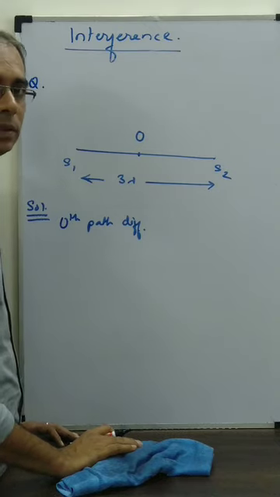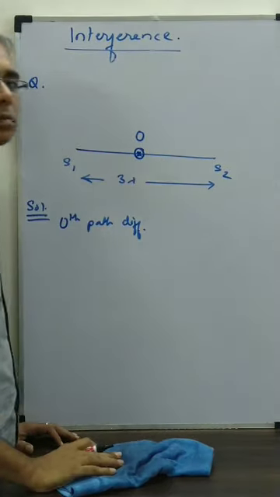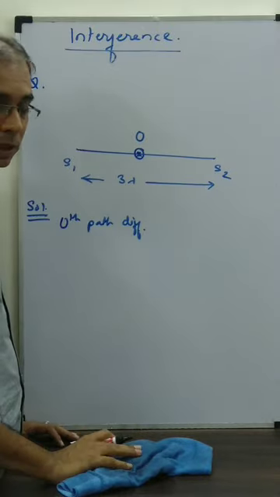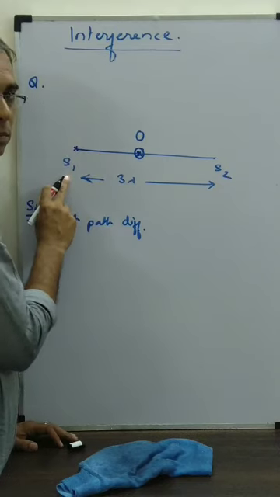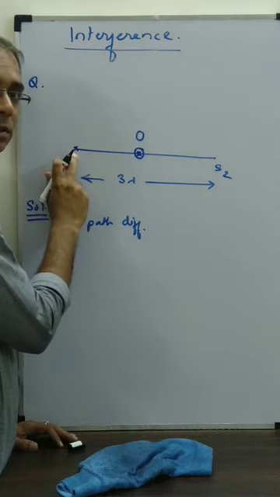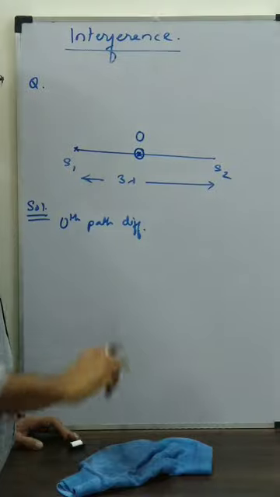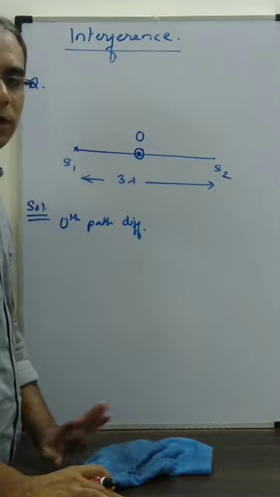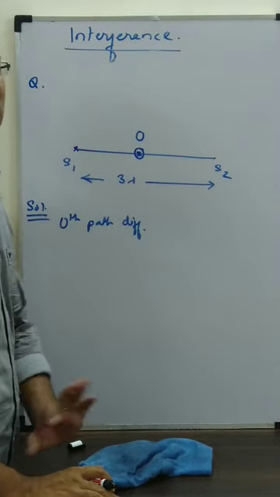x2 minus x1 is 0. So here the path difference is going to be 0. Okay. Now, where is the maximum path difference? Maximum path difference will be, if I say at this point, that's S1. At S1, the wave starting from S1 travels how much distance? 0. But from S2, how much will it travel? 3 lambda. So maximum path difference at any point you take, at infinity also, will be 3 lambda only, it cannot be more than that.